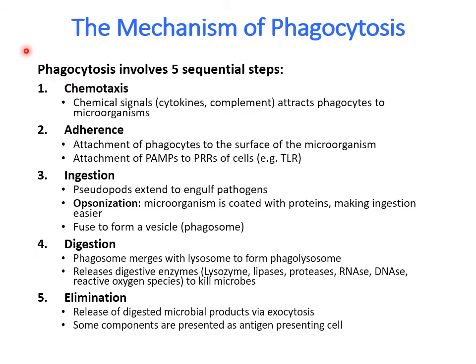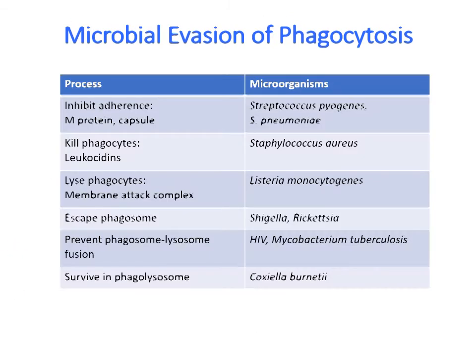In summary, there are five main steps in phagocytosis. First step is chemotaxis, followed by adherence, ingestion, digestion, and elimination. Some microorganisms can undergo certain processes to avoid or evade phagocytosis. For example, Streptococcus pyogenes and Streptococcus pneumoniae can inhibit adherence by using the M protein or capsule.